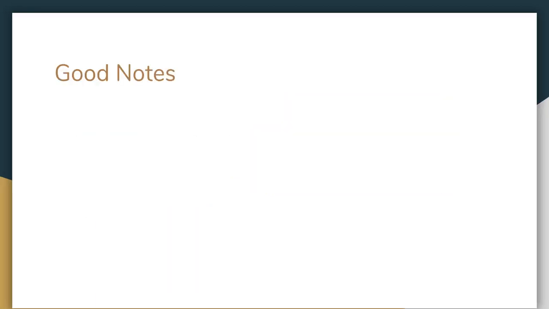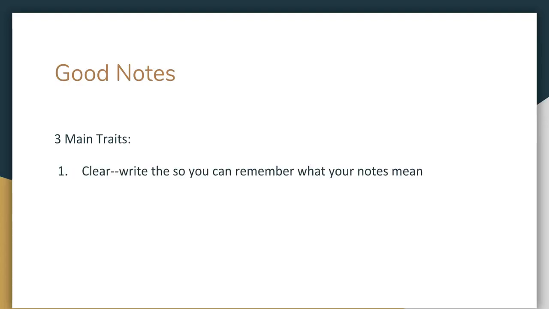All right, good notes have 3 main traits, and that is they are clear. You can write them down so that you can remember. If you're using shorthand, make sure your abbreviations are obvious. If you're using sentence fragments, make sure they make sense. If you write something down in a way that you don't understand it later, it's not doing you any good. So write them down so that you can remember what they mean. They're clear and understandable.